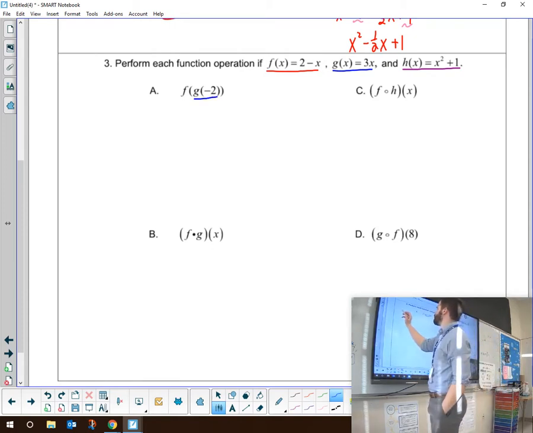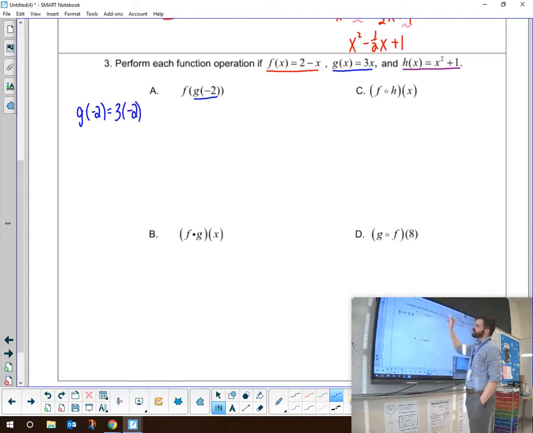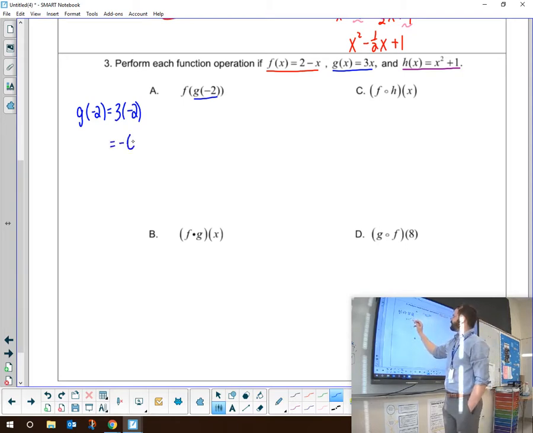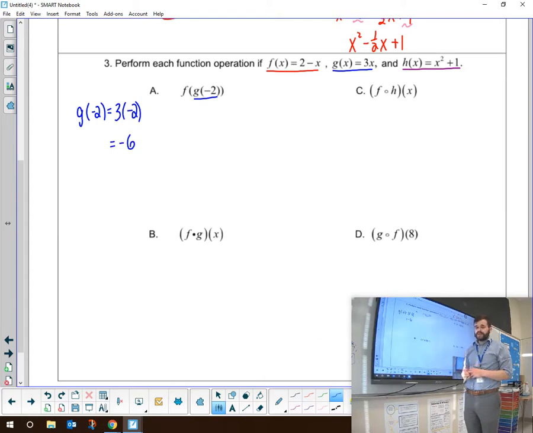So I'm going to go to the side. I'm going to go g of negative 2 equals 3 times negative 2, right? It's just 3 times x. So we're plugging negative 2 in for x. So it's going to be 3 times negative 2. So that's just going to be negative 6. So g of negative 2 is negative 6.